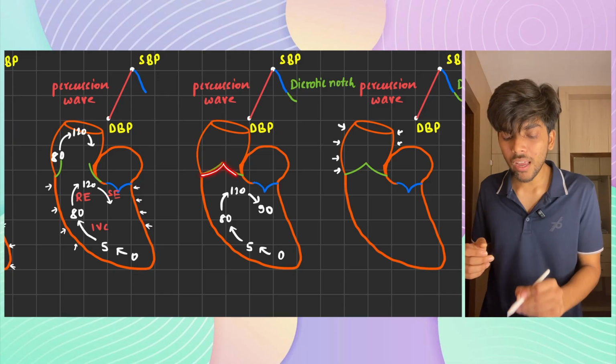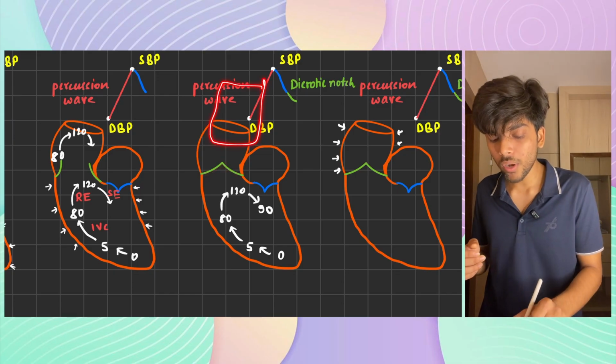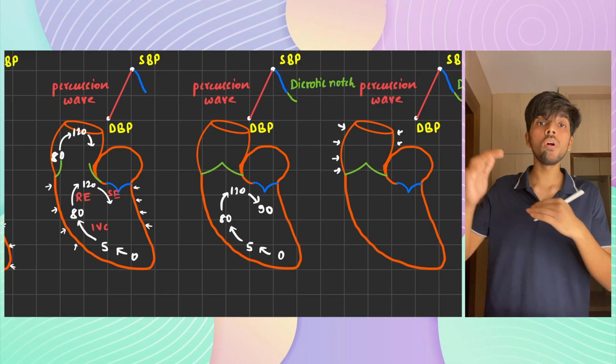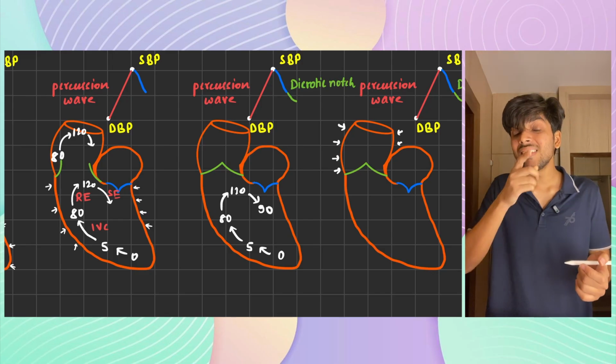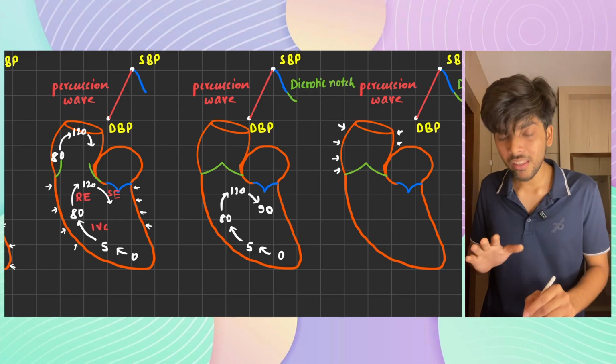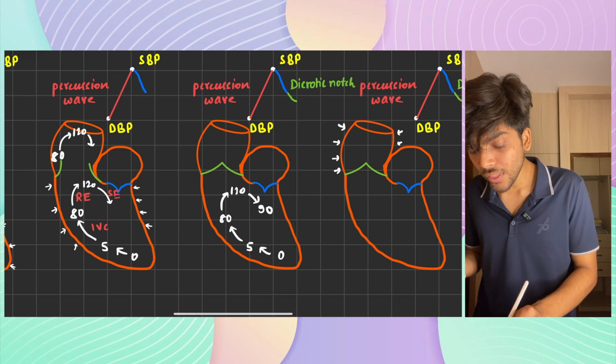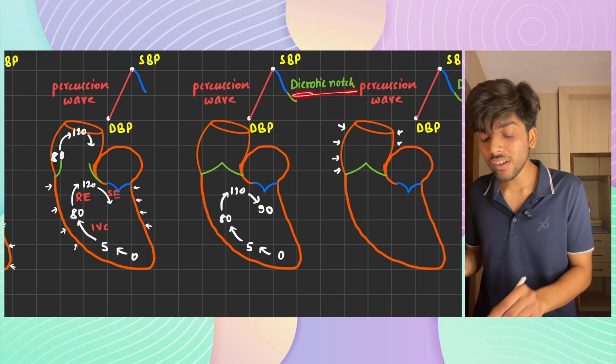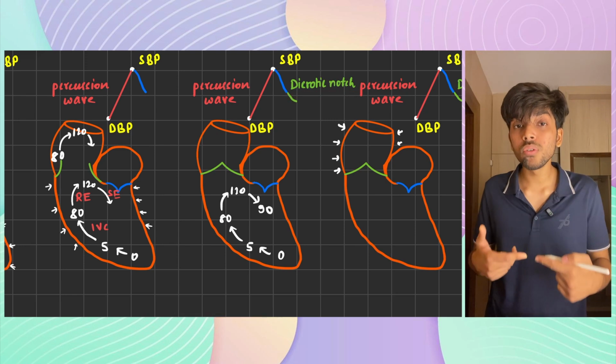Due to closure of the aortic valve, the column of blood in the aorta falls back. Due to the downward fall of the column of blood, there is a transient drop in the pressure inside the aorta. And this is represented with the help of the dicrotic notch. So the dicrotic notch is a result of closure of the aortic valve.